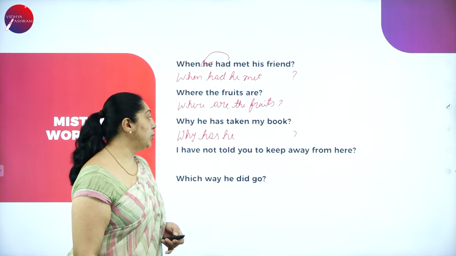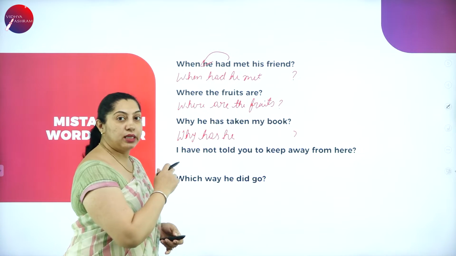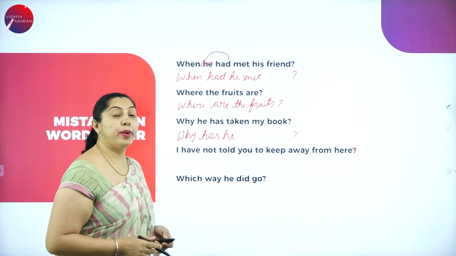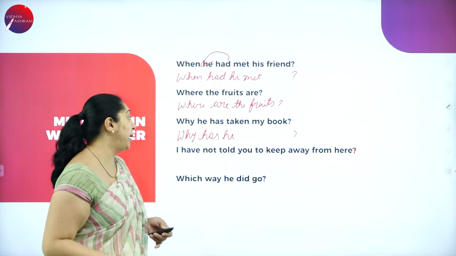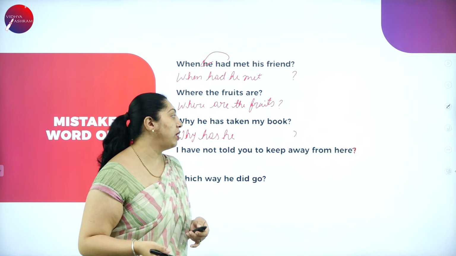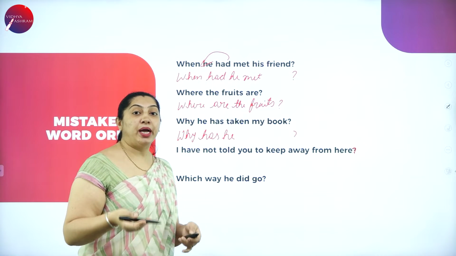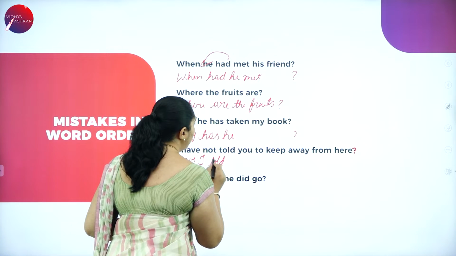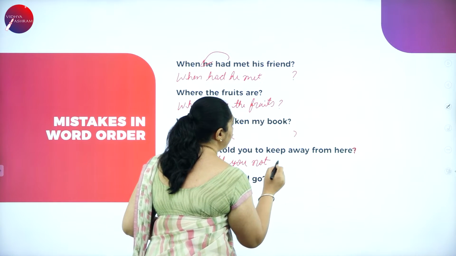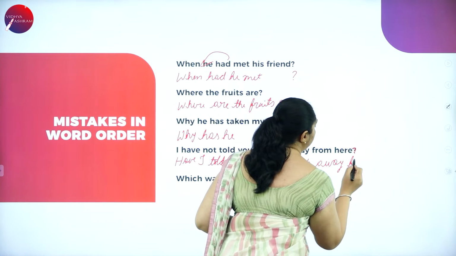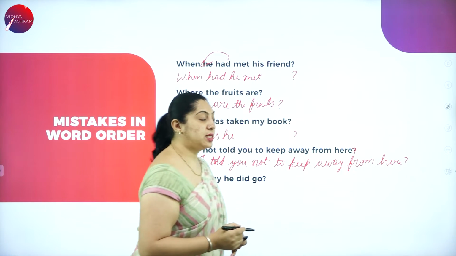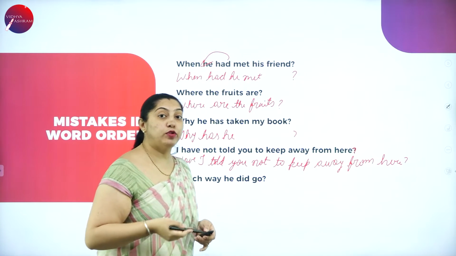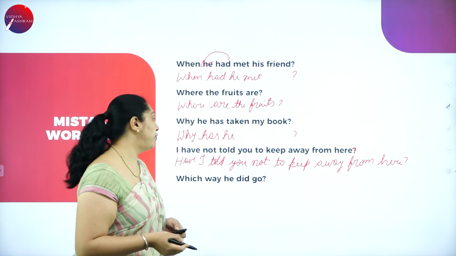"I have not told you to keep away from here." This sentence ends with the question mark, but here it is not in the question form. It is the sentence, it is the statement. It is a statement, but you need to write it in a question form: Have I told you not to keep away from here? Here, it is not in the question form, so you have to write the answer in the question form.